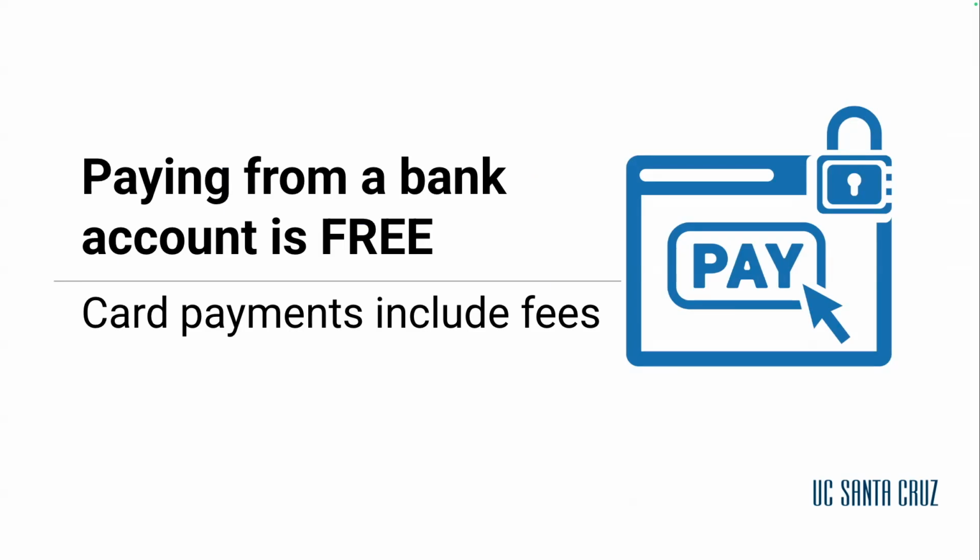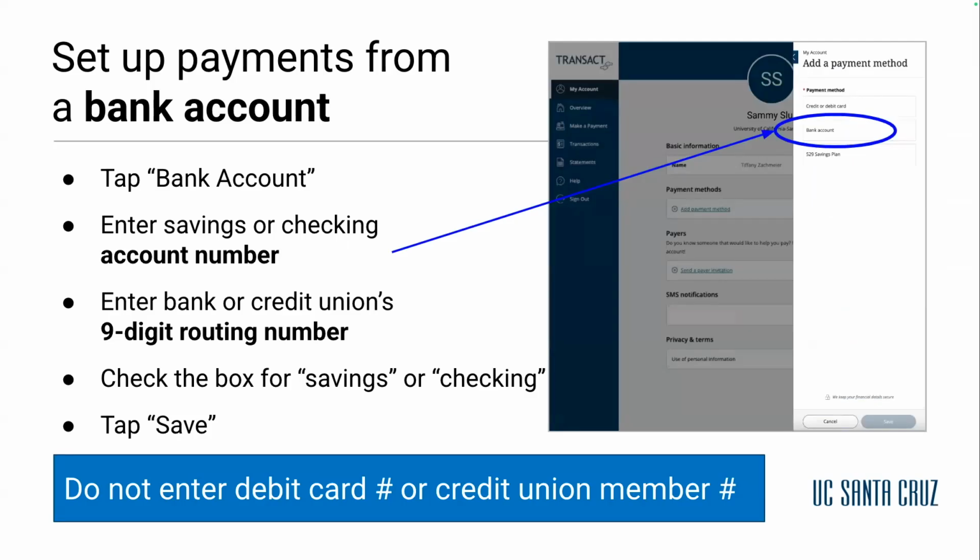Let me show you how to set that up. From the My Account screen, tap bank account, then enter your savings or checking account number, and then enter your bank or credit union's 9-digit routing number. You can find these numbers at the bottom of your own check if you happen to have one, or by logging into your account from a computer or through your mobile banking app.